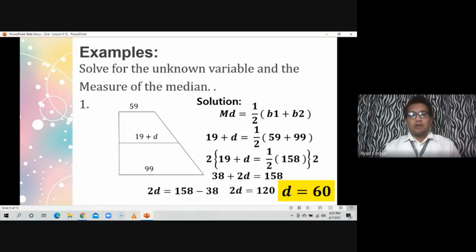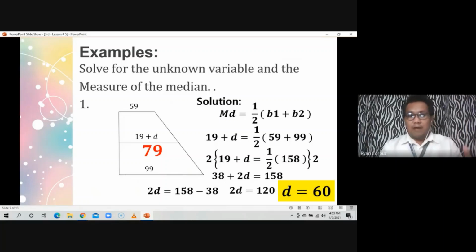Now let's find out the measure of the median. So the median here is 19 plus d. Since we know the value of d, which is equal to 60, we can now find out the measure of this median. So the measure of the median, that is 19 plus 60, it will be 79. So that's the measure of the median.